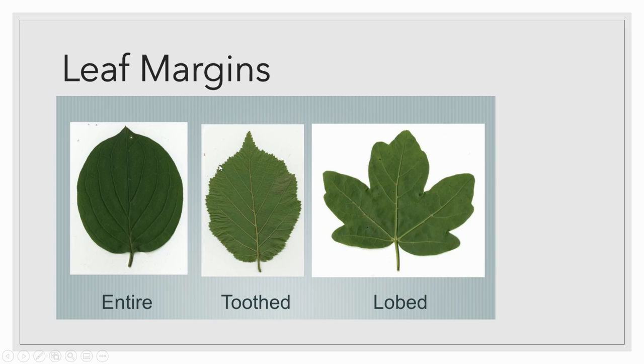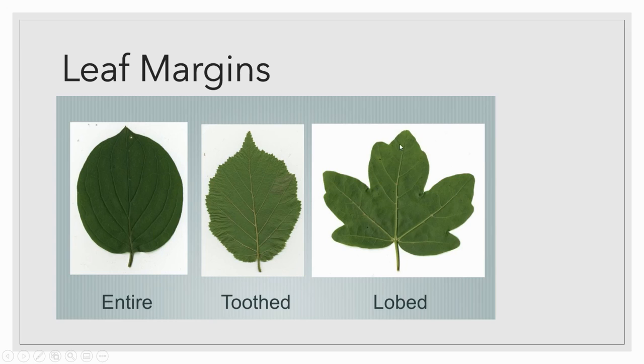Now it's just a leaf, so it wouldn't obviously hurt you, but you can imagine how that would feel compared to running your finger along an entire or smooth leaf margin, right? Those two look similar from a distance, but upon closer inspection, you will note that the toothed leaf has these little teeth or sort of ribs on them.